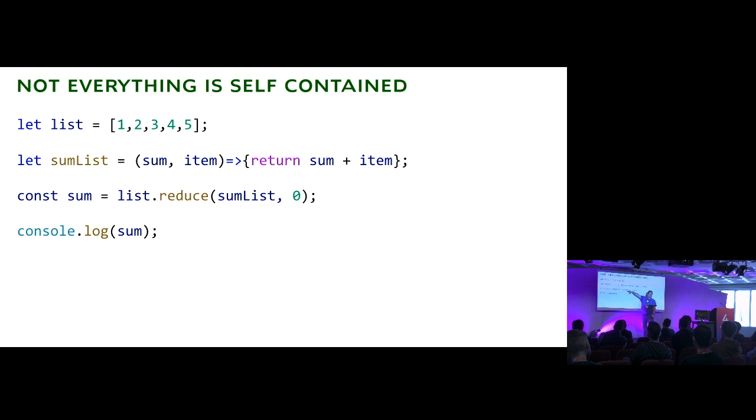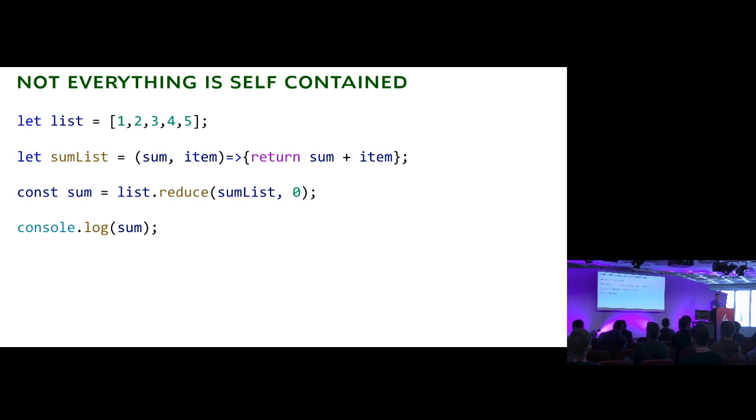So what's happening? List.reduce, what am I doing? I'm summing my list. That's it. You don't have to read the code and figure out what's going on. Hey, guess what? I'm summing my list. So you use reduce to do things like calculations across an array.